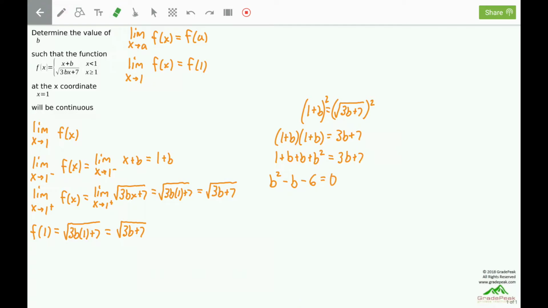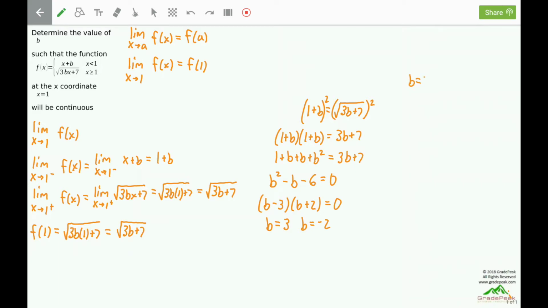This is a trinomial quadratic, and we'll be able to factor into b and b. And we need two numbers that multiply to be a -6 and add to be a -1. And that'll be a -3 and a +2. And so b can be a 3, or b can be a -2. Now, since we had a square root involved, we will need to check both of these results to see if it really holds true at both of them, or maybe just at one of them.